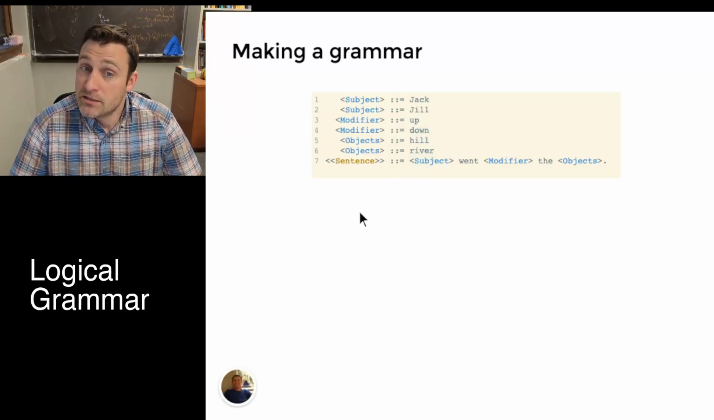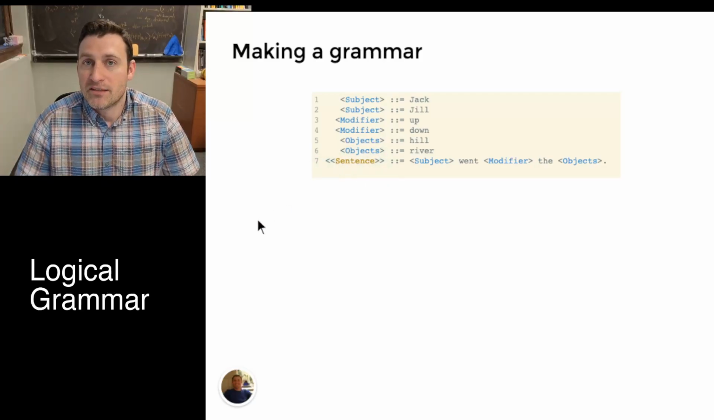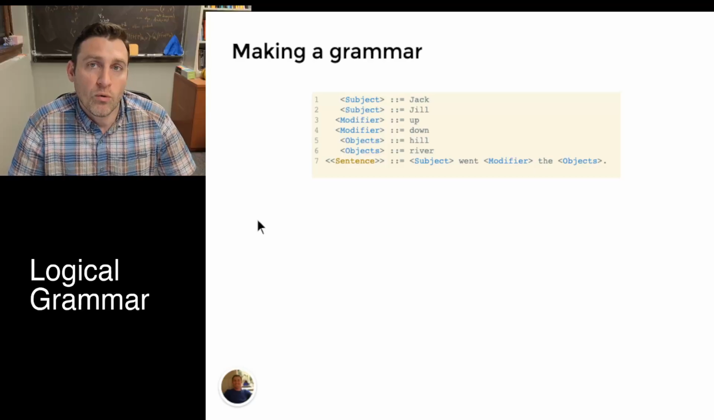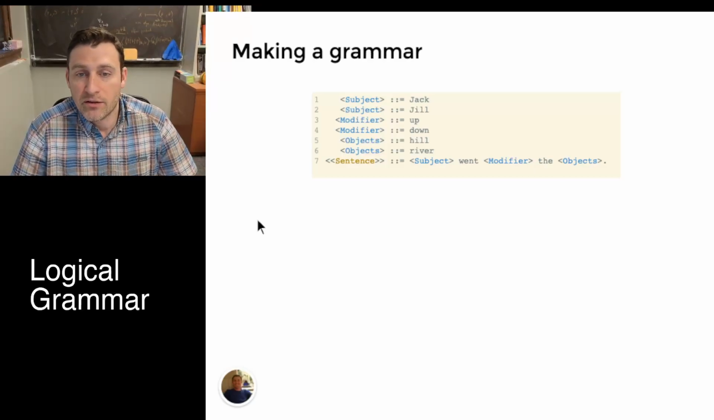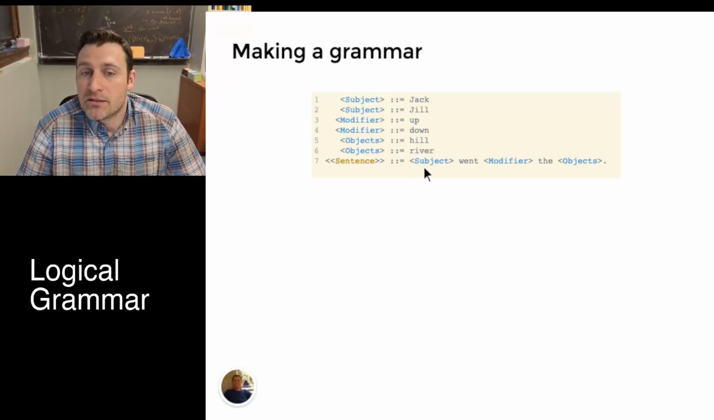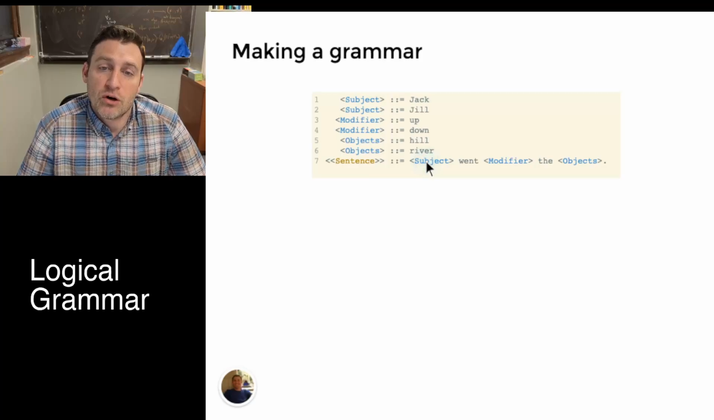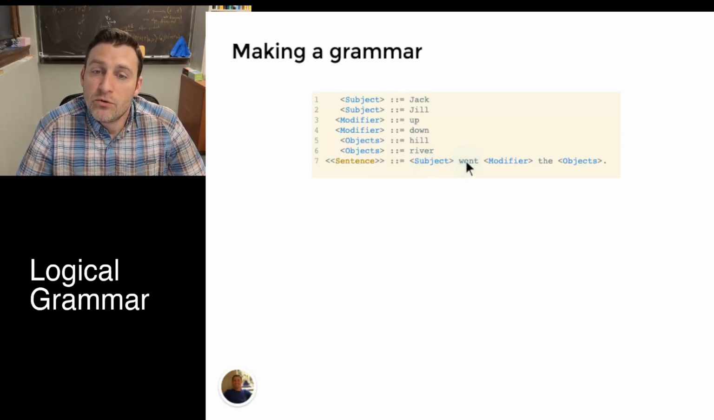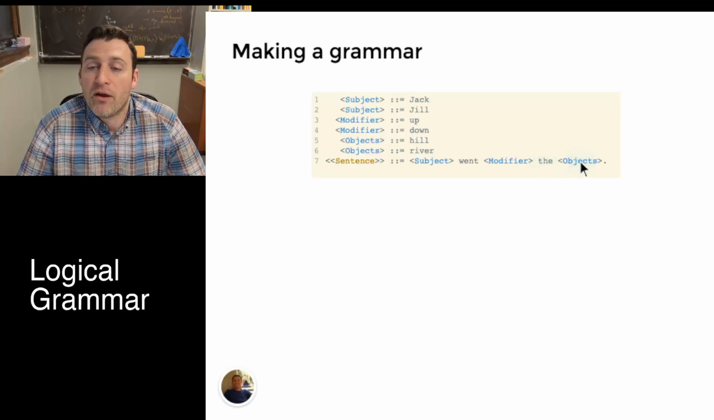Now, a sentence in this grammar I've listed as sentence. This double bracket is to emphasize that that's the end of the story. My whole goal was to design what sentences are allowed in this grammar. And my sentences must have the following structure. They must start with a subject. Then they include the word went. Then they must have a modifier, then the word the, and then one of the objects. Let's see what that would mean.